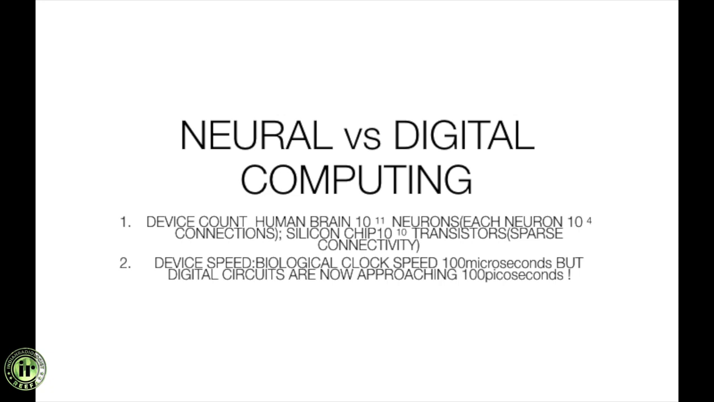A silicon chip approaches the device count. It also has about 10 raised to the power 10 transistors, but the limitation of the silicon chip is that it has very sparse interconnectivity. Device speed: digital circuits are now approaching 100 picoseconds as compared to human biological clock speed, which is about 100 microseconds. So in terms of sheer speed alone, the computers excel.